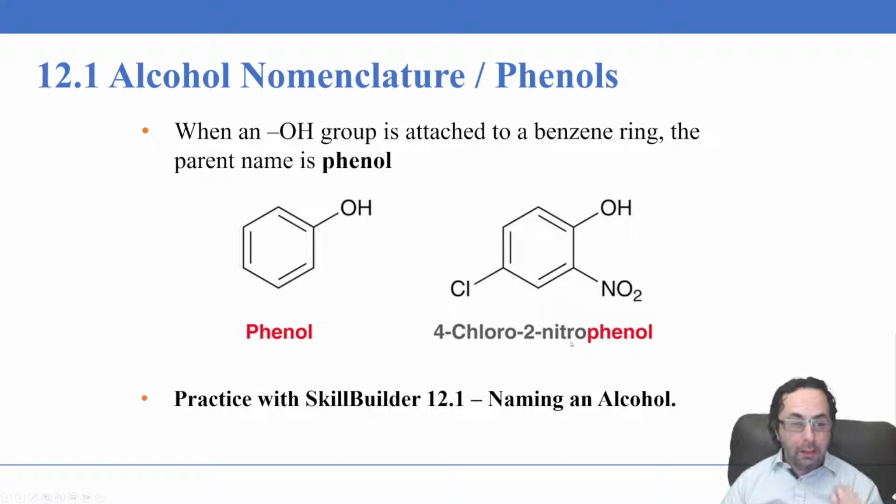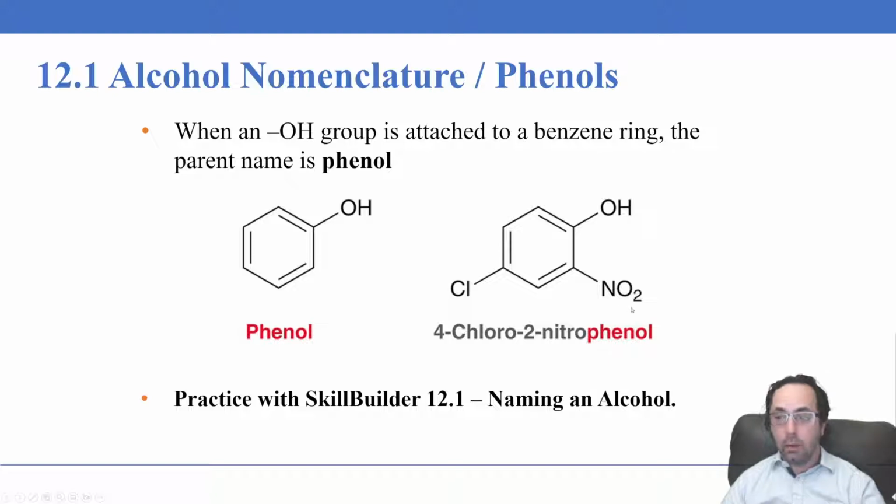The reason why it gets its own name is because phenols behave chemically very different than other alcohols. You may remember that they're significantly more acidic because if you remove the proton, your anion has significant resonance stabilization. And so that leads to very, very different chemistry. And so we give it its own name because it has its own special chemistry.